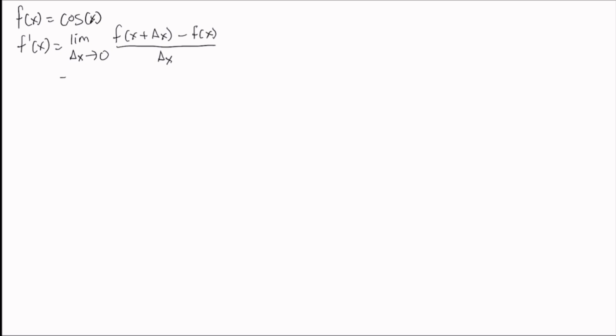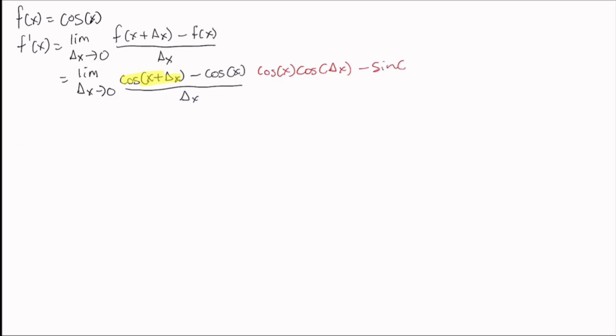So now we can just use cosine of x here. We can say that the limit as delta x approaches 0 of cosine of x plus delta x minus cosine of x, all over delta x. So here with the cosine of x plus delta x, just like we did with sine, for cosine we can use the cosine angle sum formula. So this will just be cosine of x, cosine of delta x, minus sine of x, sine of delta x.